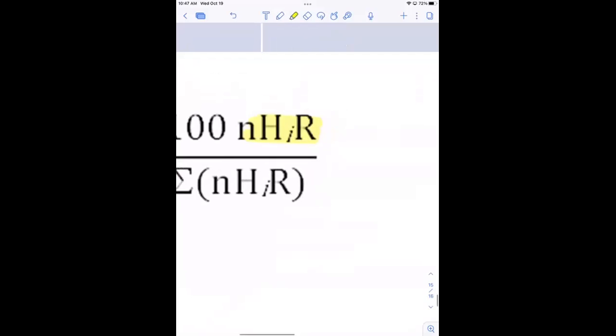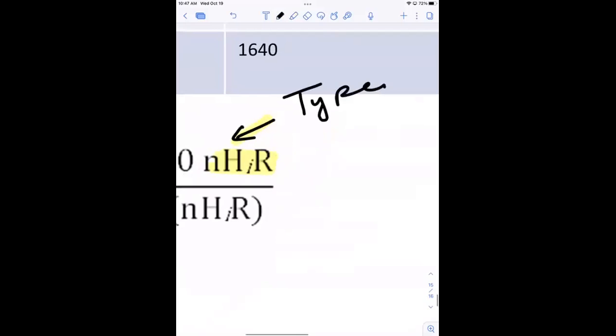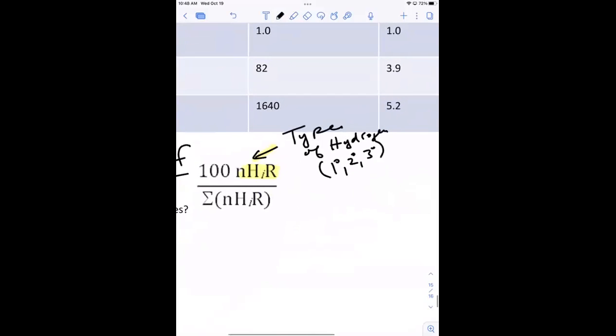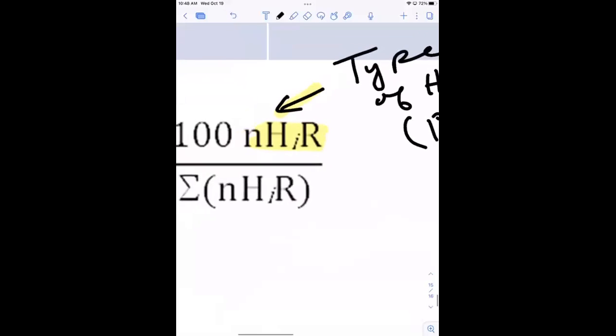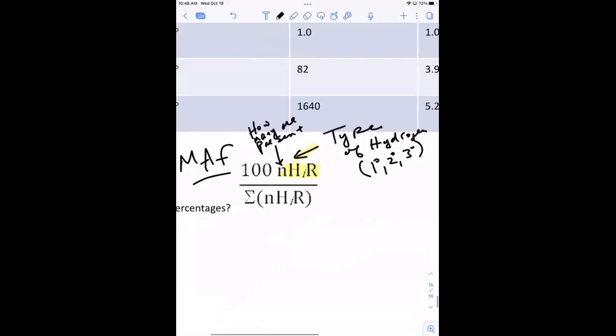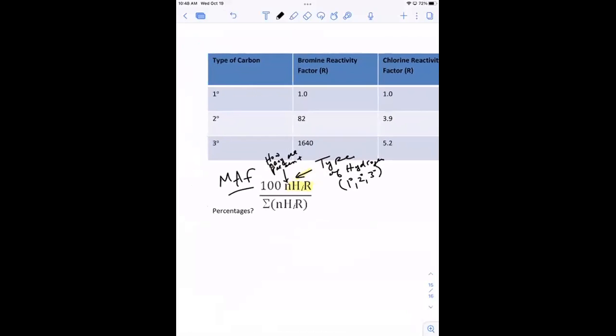So HI is the type of hydrogen. That means primary, secondary, or tertiary. That's all that is. And N is how many of them are present. All right. We're good so far?